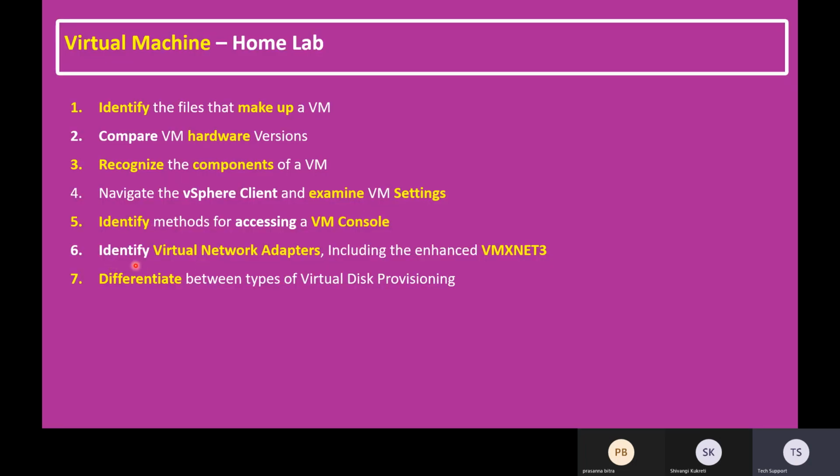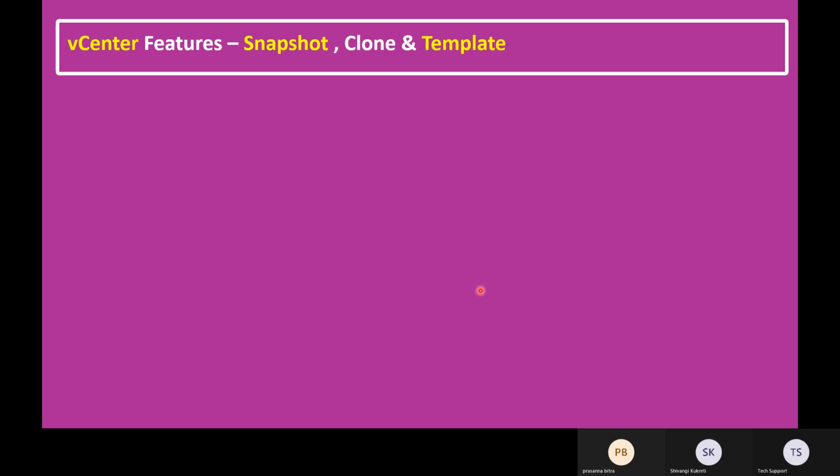And sixth point, identify virtual machine network adapters, including enhanced VMXNET3. This one we already observed, the network adapter types, and differentiate between types of virtual disk. This option also we observed. For virtual machine disk types, we have three: thin disk, thick disk lazy zeroed, and thick disk eager zeroed. These are the options available for disk types. Now the next point is we are going to start with snapshot, clone, and template.